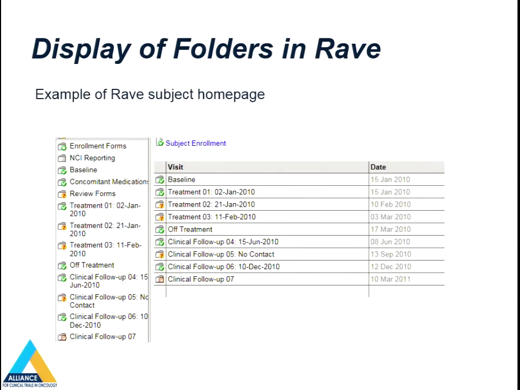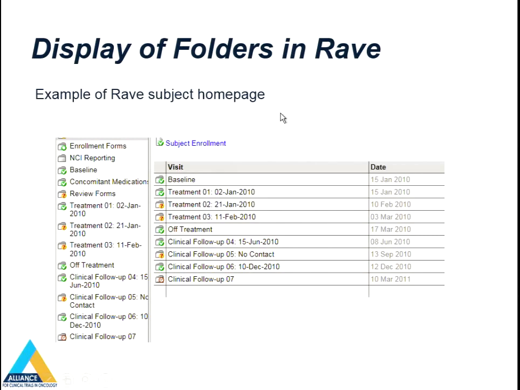So this is what it looks like in RAVE then. This is a typical trial. You can see on the left side here the folders that would typically roll out. And on the right here, these are those target dates I mentioned. That's again the date that we expect the forms within that folder to be completed.